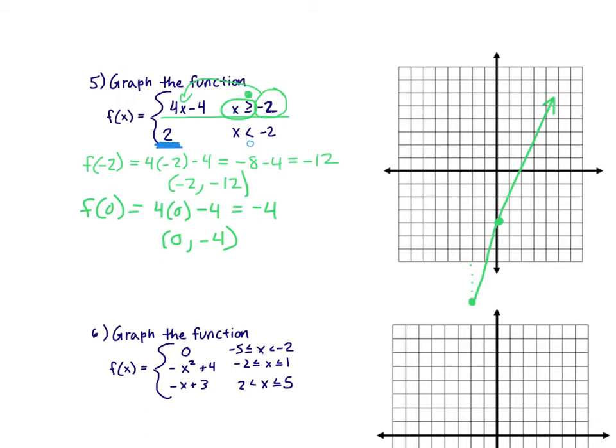Next we have a constant. We just have 2. So here, when x is negative 2, y is 2. So we're going to go to our graph. We go to the left 2 and up 2. And we put an open circle because it's just a less than sign.